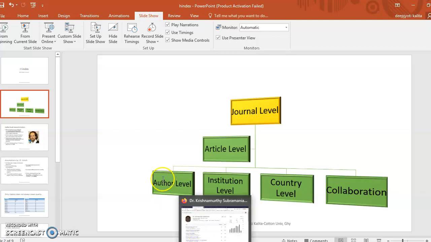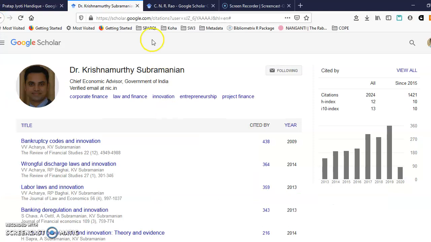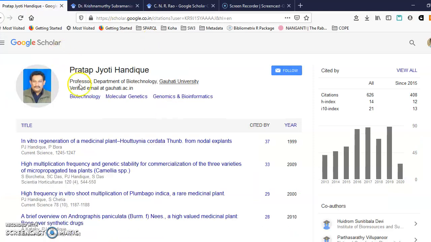One practical use of the H-index we can see here in a Google Scholar profile. Suppose this is the Google Scholar profile of Pratabjyoti Hentik, the Vice Chancellor of Guwahati University. In any Google Scholar profile, at the top right corner, you will find this kind of statistics. That means this author has received a total of 626 citations and his H-index is 14. This is available in any Google Scholar profile.